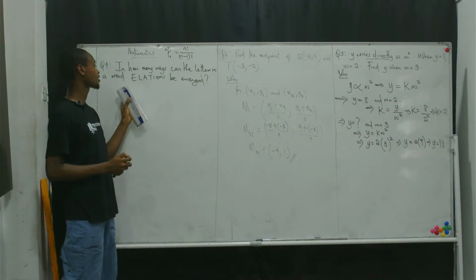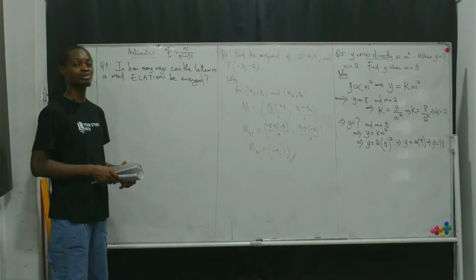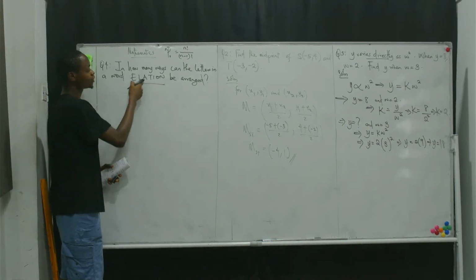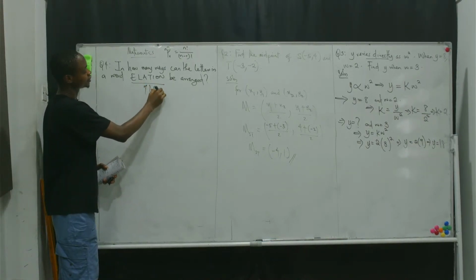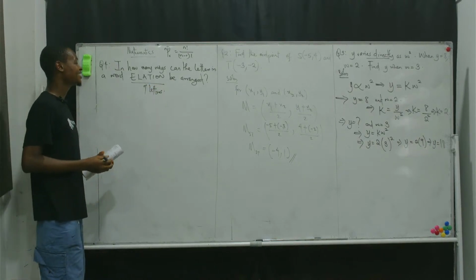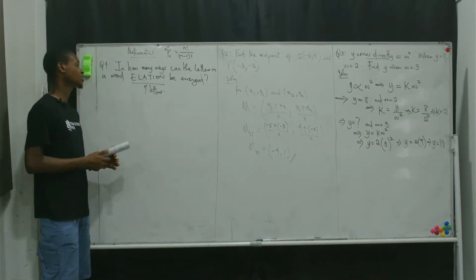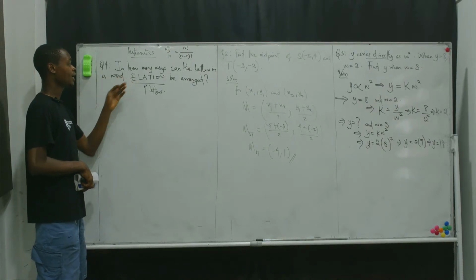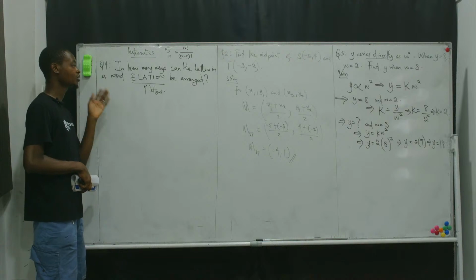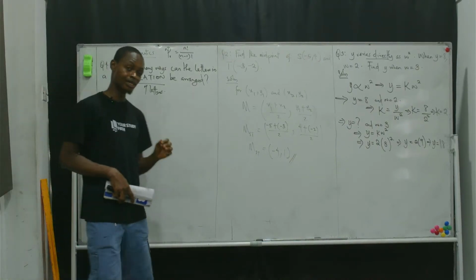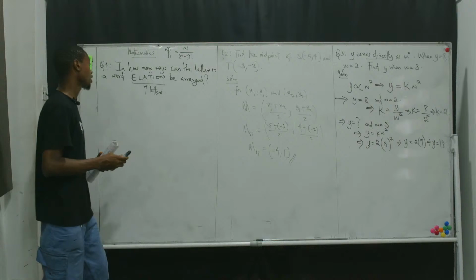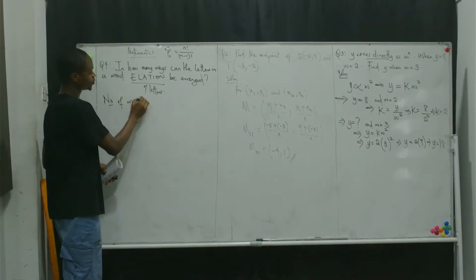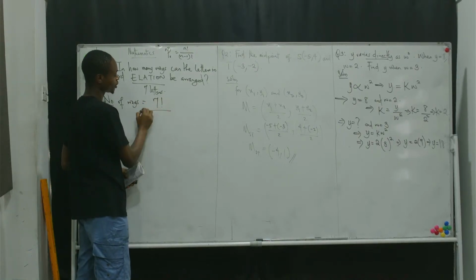Now, we are saying how many ways can the letters in the word elation be arranged? Now, the very first thing you want to do is ask how many letters are in the word. You have a total of 7 letters in the word. Now, are there duplicates within this word, which means is there a letter that appears more than once? So in this case, E appears just once, L just once, A once, T once, I once, O once, and then N once. So since there is no duplicate, the number of ways will simply be 7 factorial.